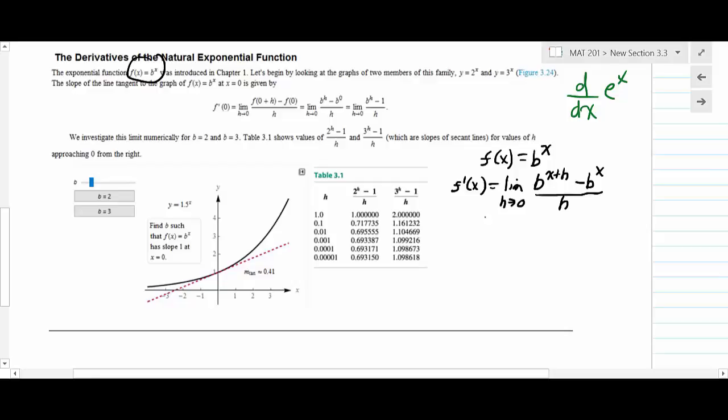But what I'm going to do is look at f prime of 0. I'm interested in what's happening at 0. So I'm going to replace all of the x's with 0 before I look at this limit. I've got the limit as h goes to 0, and that would be b to the h, with x going to 0. Then that would be b to the 0 over h. So that would be the limit as h goes to 0 of b to the h minus 1, over h, because anything to the 0 power is 1.